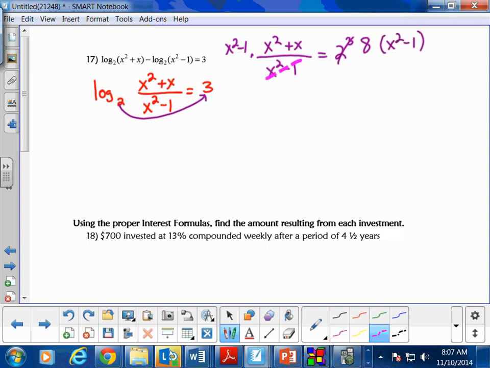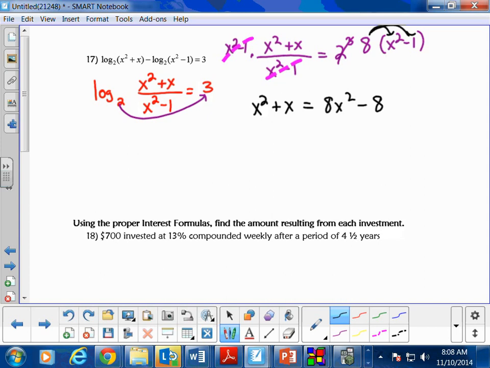And these go, and I'm left with this: x squared plus x is equal. And I'm going to distribute this right here, so I'll end up with 8x squared minus 8.